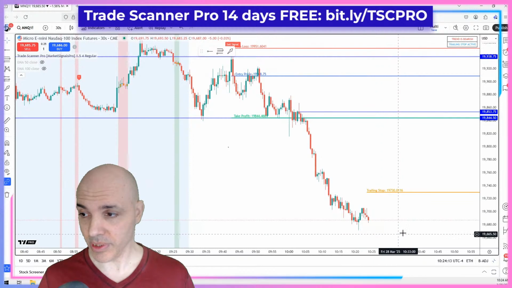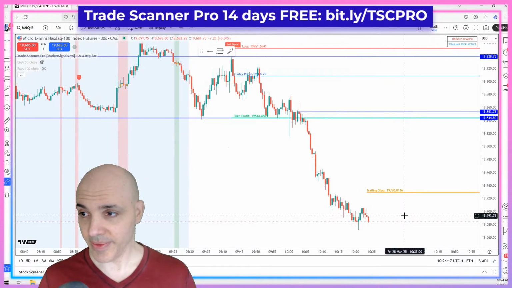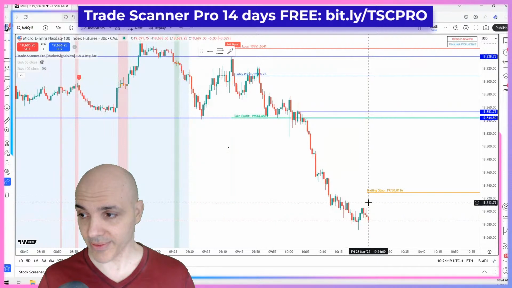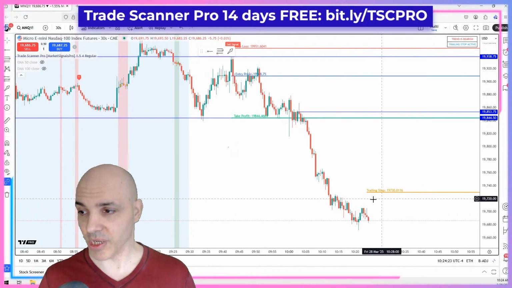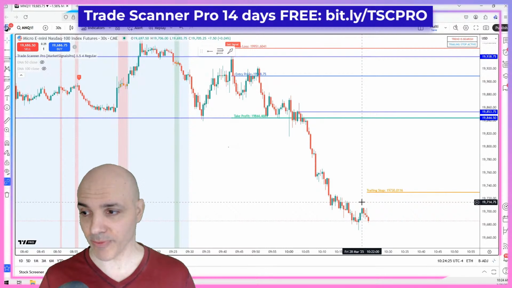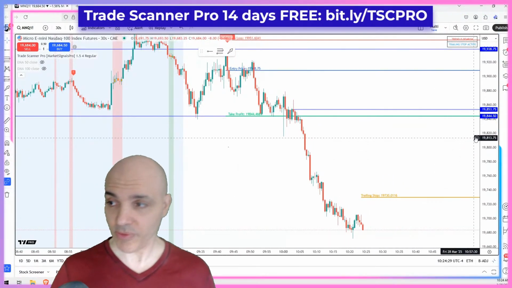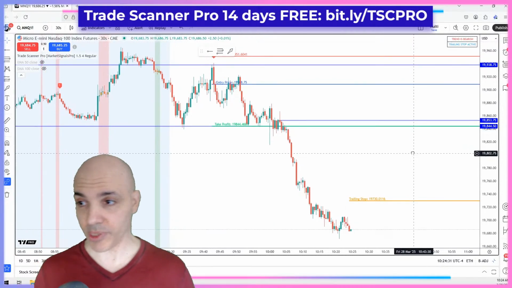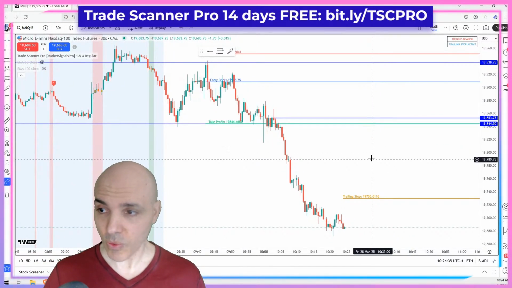Man, look at this. Look at this little minor pullback, right? Something like this, to get a trade like that, we'd probably have to be on a 5-second chart, which I'm not going to switch to. 30 seconds is as long as I'm going to go on this. Look at this though. What a move.